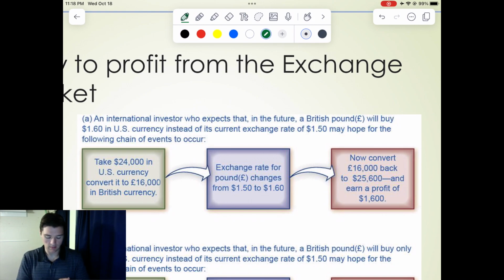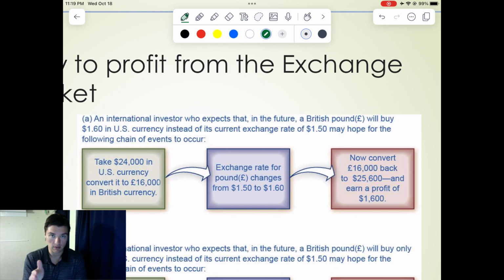So basically, what's going to happen is we're going to take $24,000 in U.S. currency, and we're going to go to the foreign exchange market, and we're going to get 16,000 pounds. All we did there was use the exchange rate where 1 pound is $1.60, and we found that $24,000 is the same as 16,000 pounds. Now, we're hoping the exchange rate for British pounds changes from $1.50 to $1.60.